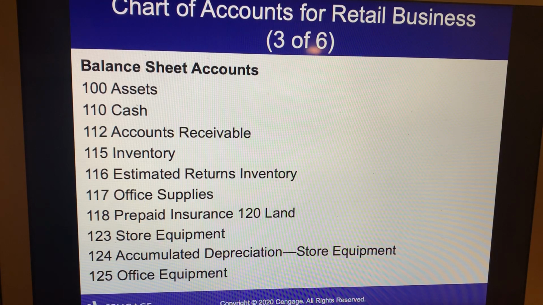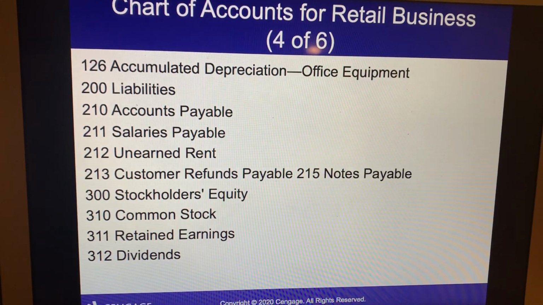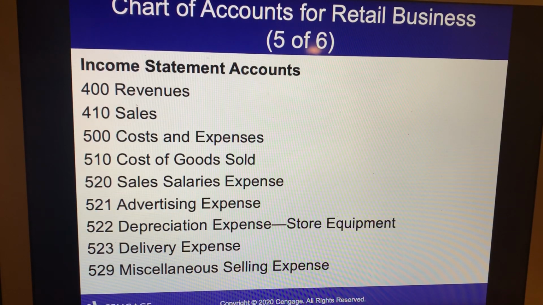And there's an example of what was just talked about: accumulated depreciation, liabilities, all the way to dividends. Then the income statement accounts.